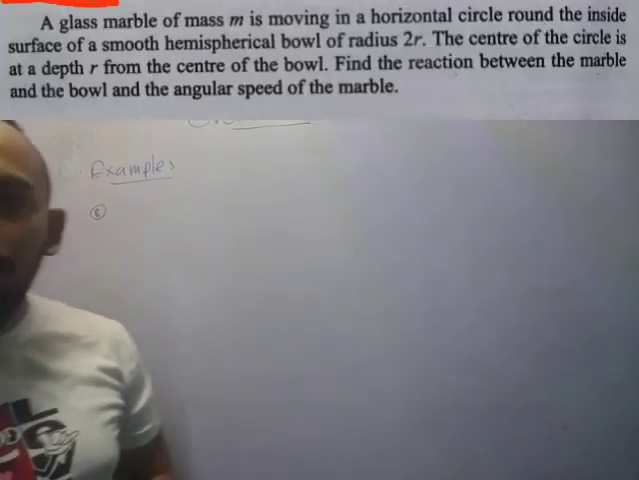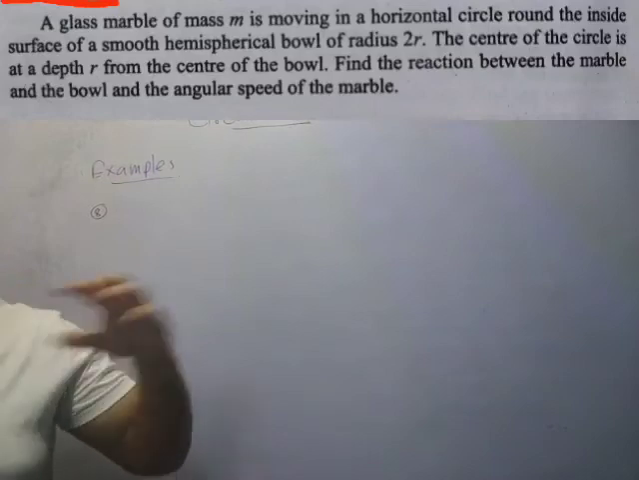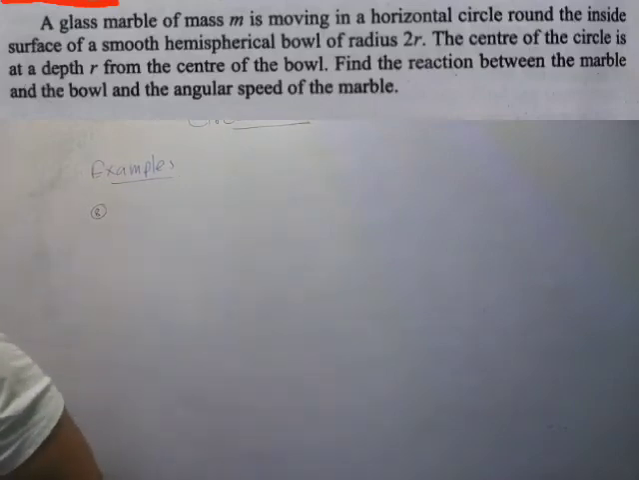Right, so let's look at the other example. The problem will appear on the screen now. Please note it down. A glass marble of mass m is moving in a horizontal circle round the inside surface of a smooth hemispherical ball of radius 2r. The center of the circle is at a depth r from the center of the ball. Find the reaction between the marble and ball and the angular speed of the marble.